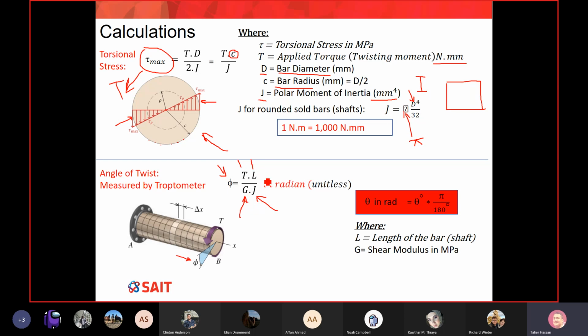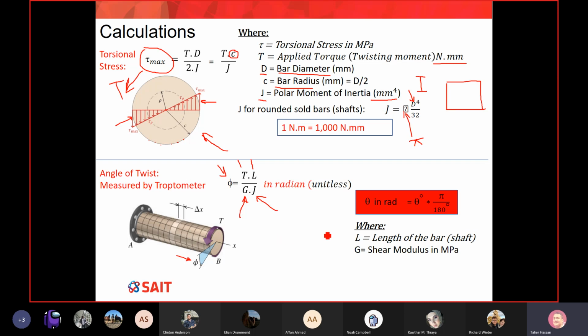If you put all of those together, you will get that phi from this equation is in radians. Radian means unitless. Remember, any angle, we can say my angle is 10 degrees or 100 degrees. That's in degrees. And we can also express our angle in radians.